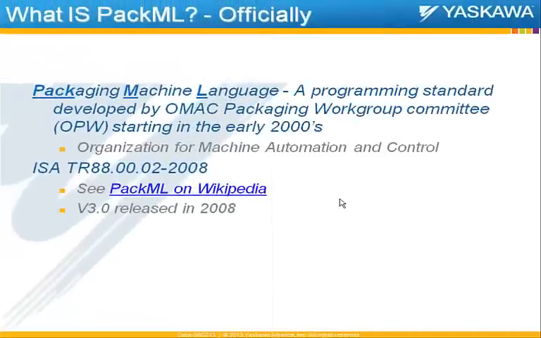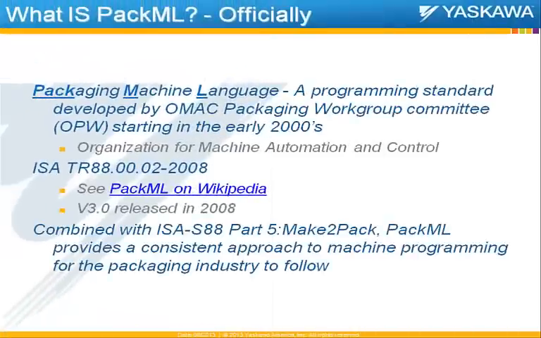As I mentioned, we're working with version 3 that was released in 2008. Now, combined with another specification called ISA S88 Part 5, or Make to Pack, the PackML approach provides a consistent architecture for machine programming, mainly for the packaging industry to follow.